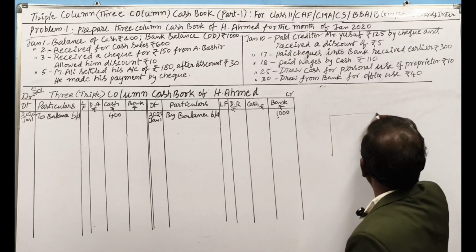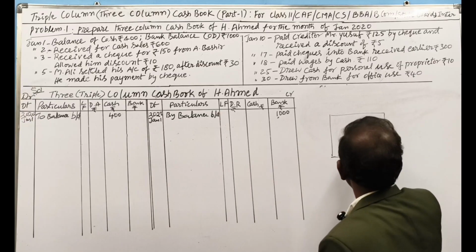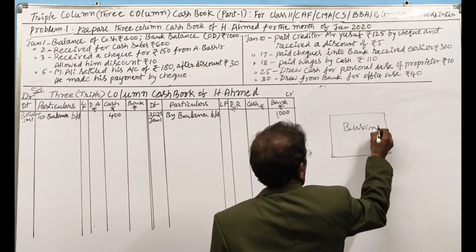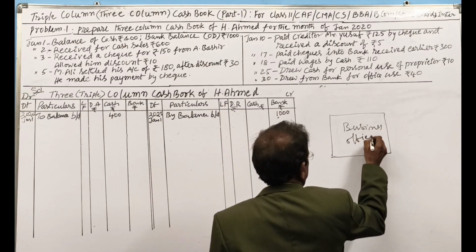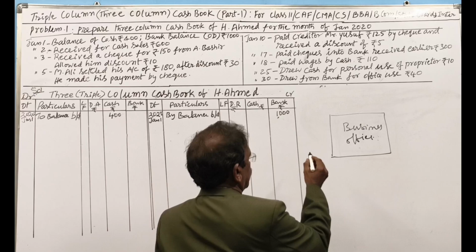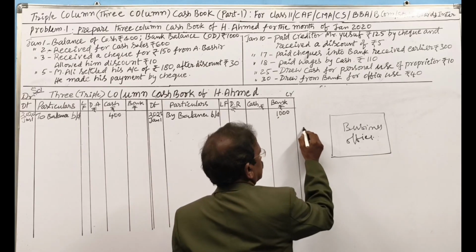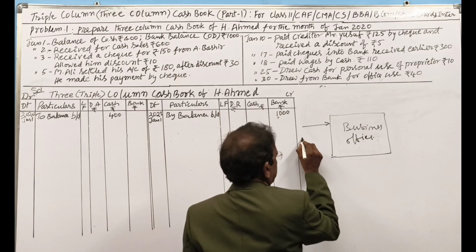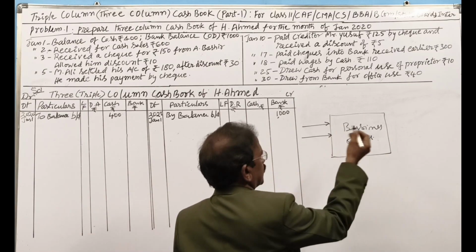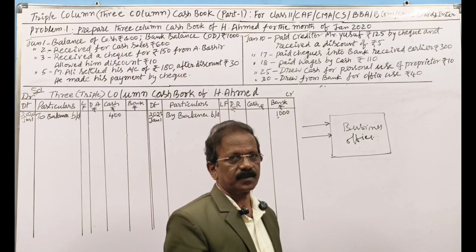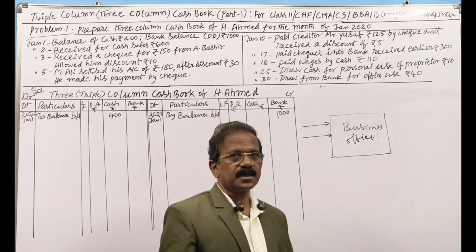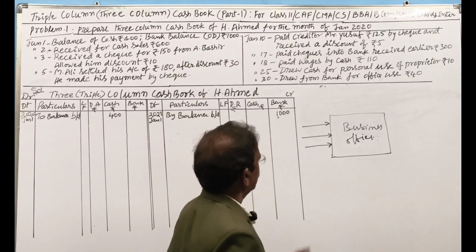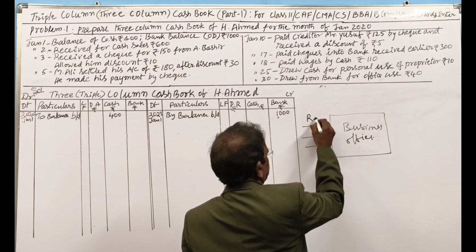Let us make a diagram for these cash transactions. Think that this is a business office. Now, by selling goods, cash comes into the business. By giving some service, cash comes into the business. And sometimes our credit customers will pay us cash. Cash comes into the business. These are all receipts of cash.